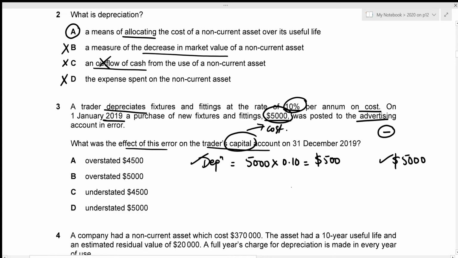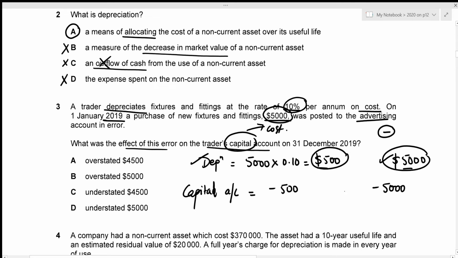So that's negative. So what we can say is that the capital account should be decreased by depreciation as well as the advertising expense. So actually, our capital account should have been only decreased by the depreciation amount of 500, right? So it should have been negative 500 only, but due to the error that we made by posting the entire cost value of 5,000 to the advertising account in error, we actually decreased our capital account by 5,000.